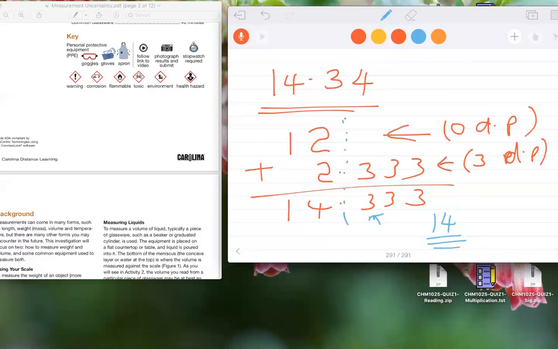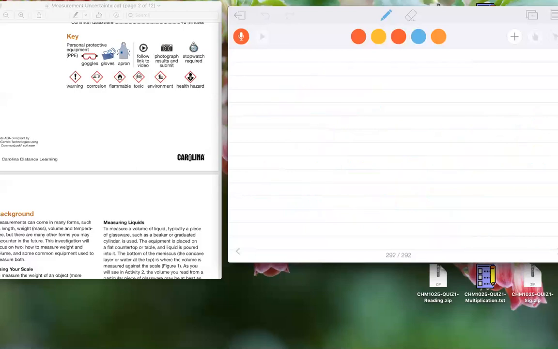If they have the same number of places of decimal, it doesn't really matter which one you use. You will just go with that. That is what will be your final answer.